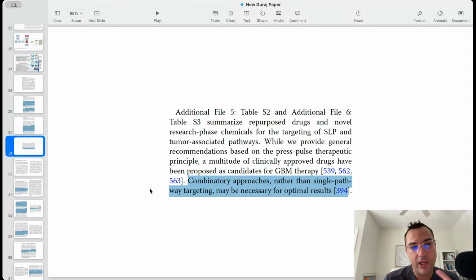And again, I'm going to reiterate, working with a local doctor who's like-minded, and then ultimately it says combinatory approaches rather than a single pathway targeting may be necessary for optimal results. I completely agree with that.